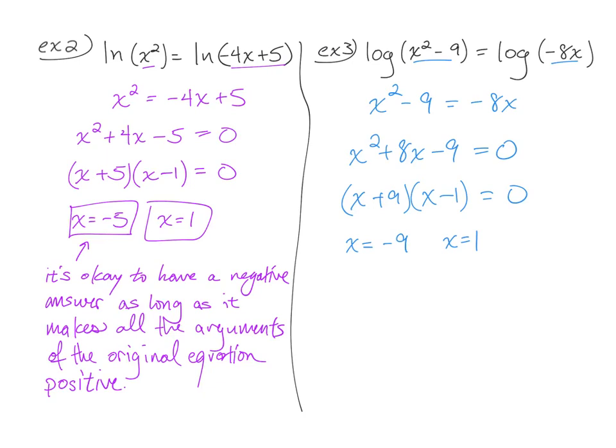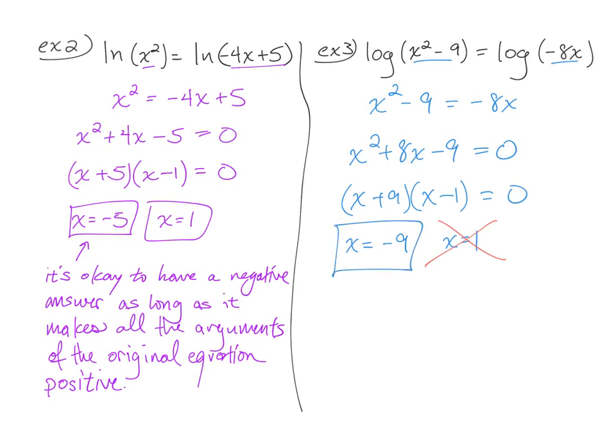Ooh, once you find a log that does not work, that does not give you a positive argument, that answer is no good. It can't be good. Even though we only checked one log here, we know 1 cannot be the answer because we got a negative argument. Okay, let's check -9. If I substitute -9 in here, -9 squared is 81. 81 minus 9 is a positive 72. If I take -9 and substitute it in here, I have -8 times -9, which is a positive 72. Yeah, that answer is good.